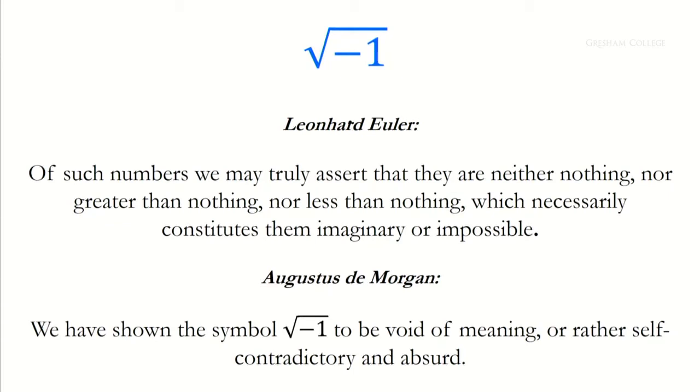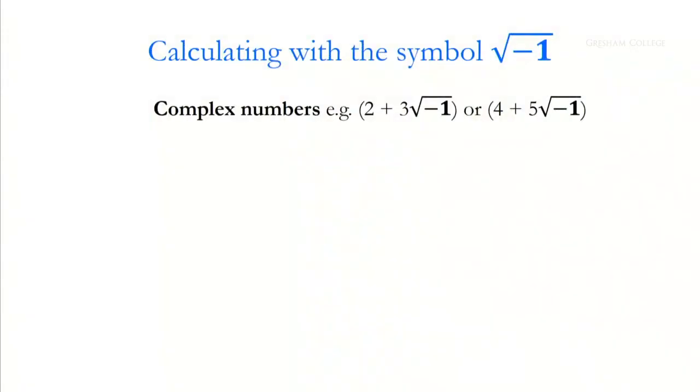So in the next couple of slides, I just want to set up some notation. First of all, if we allow the square root of -1, then we can form many more numbers, such as 2 plus 3i, 3 times the square root of -1, or 4 plus 5 times the square root of -1, and they're called complex numbers. And suppose we try to calculate with them. Well, we can add them very easily.